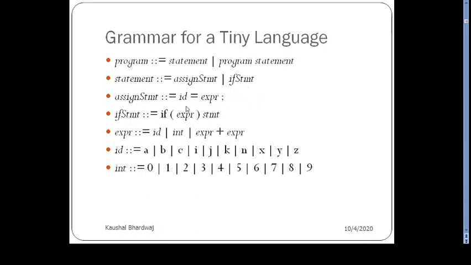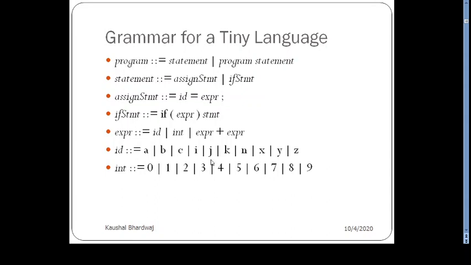Assignment statement can be like this: id is equal to expr semicolon. Expr means expression, it is also a variable. So now if a statement is if expression statement, expression is id, int, or expression plus expression. Id and int are terminals. Int is 0 to 9. These are the terminals.